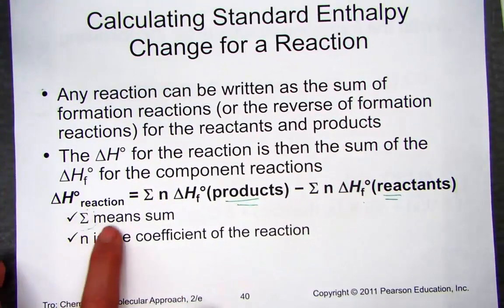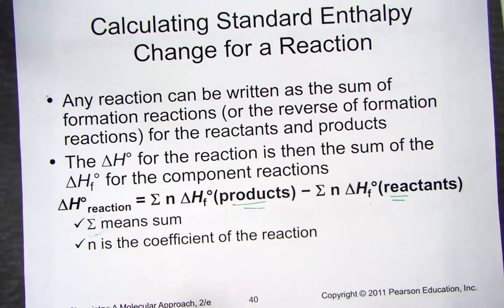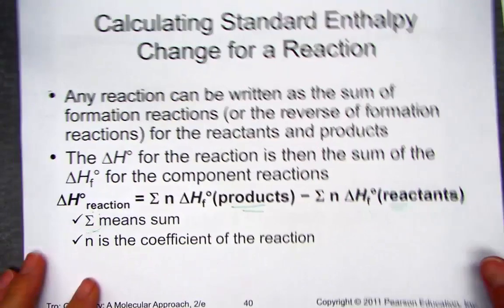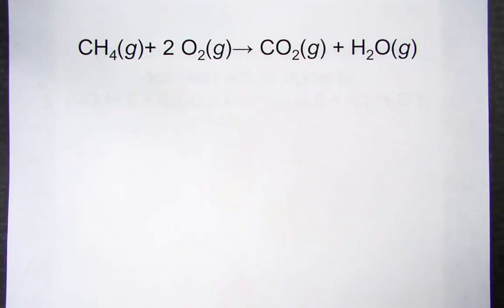That sigma stands for sum, and it's a Greek symbol. Perhaps you're familiar with it. N is the coefficient in front of each product or reactant. So, using our standard heats of formation, we're able to calculate a little easier than using Hess's law. Let's model with this example on slide 41.